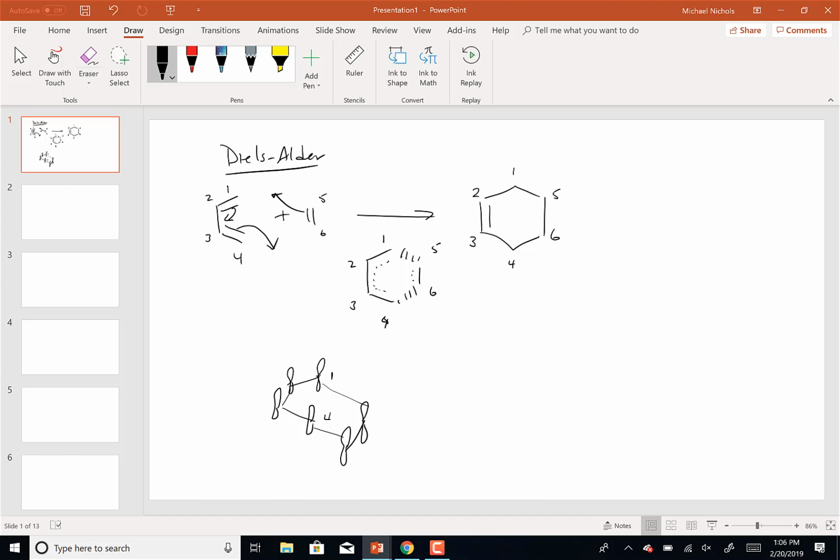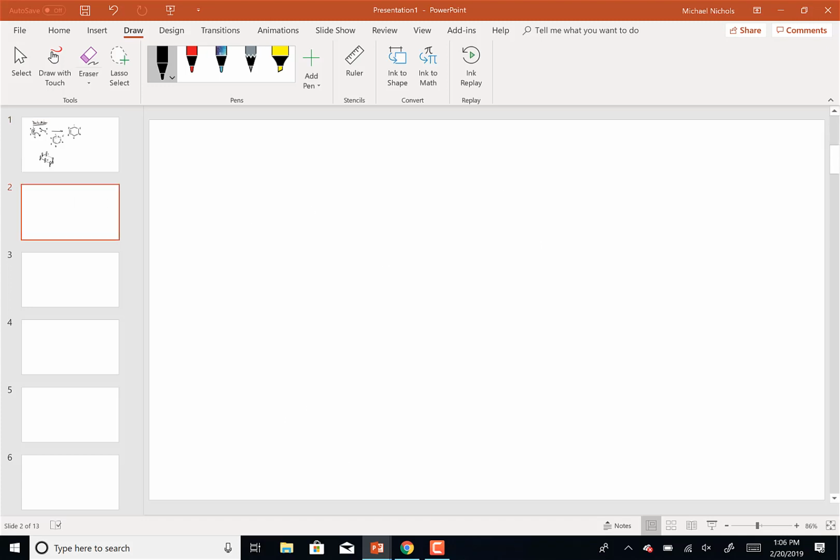Now, what are the rules for Diels-Alders? Well, they're in the PowerPoint handout that's online that goes with the video, but let me see if I can remember the 3 of them. Rule number 1: you need to have the S-cis conformation for the diene.